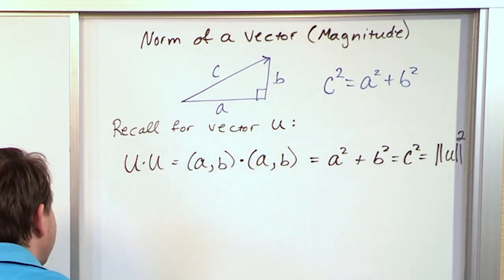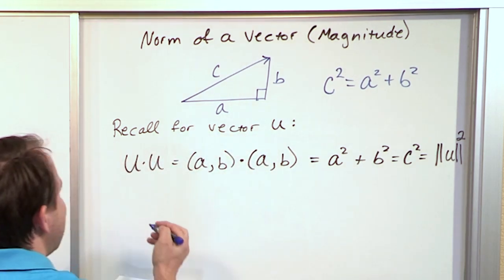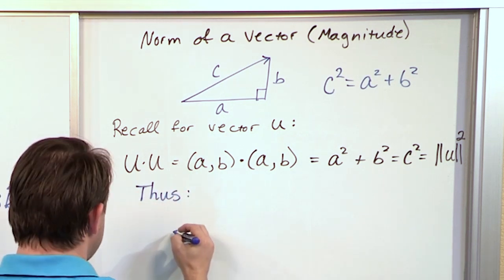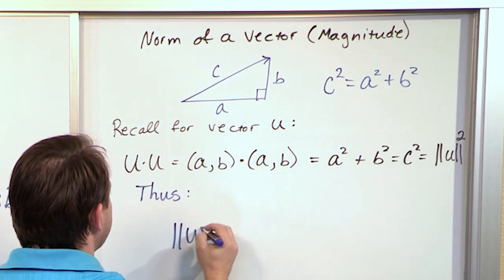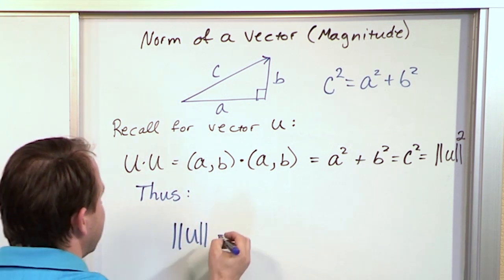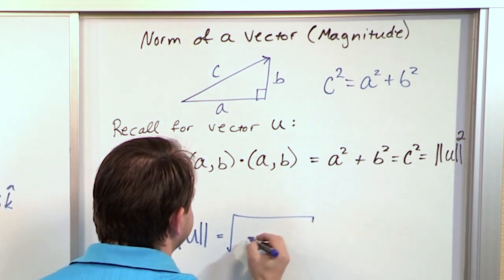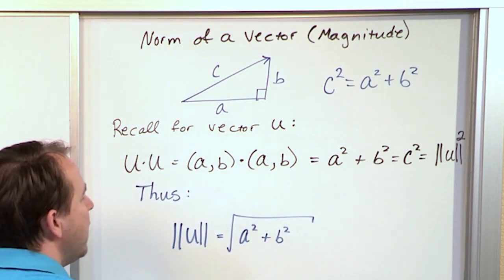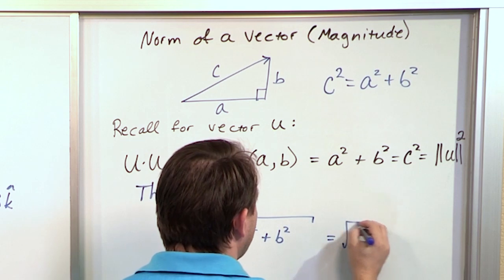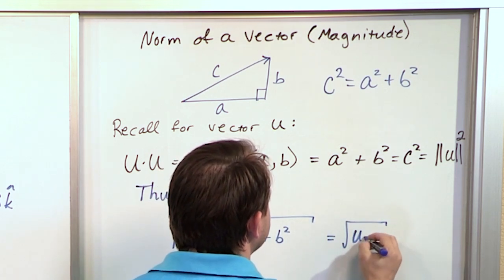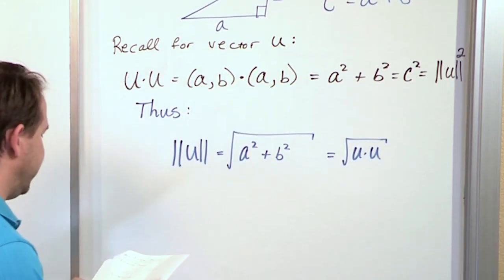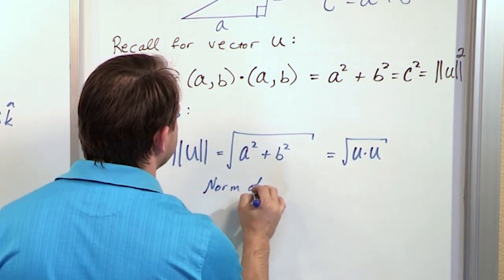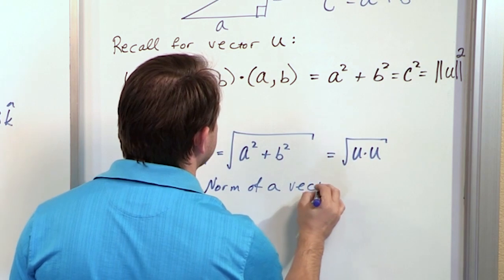So I'll turn it around and say, thus, usually we write in books that the magnitude of a vector, or what we call the norm of a vector, is equal to the square root of a squared plus b squared, which are the x and y components. But that's also equal to the square root of u dotted with itself, the vector dotted with itself. So this is the norm of a vector.